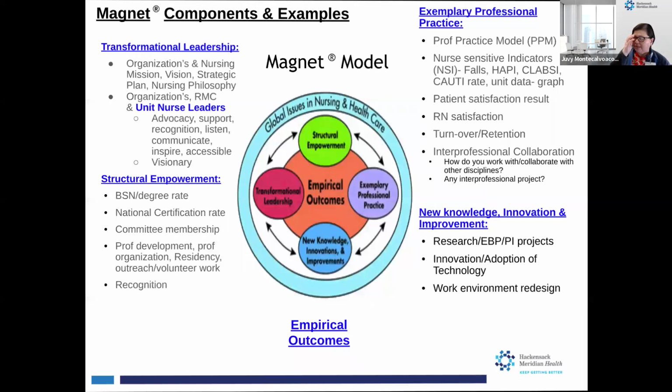And exemplary professional practice, being part of the professional practice council, making sure that you're aware of what the nursing sensitive indicators are, your falls, your HAPI, your CLABSI bundle. So being aware of the performance improvement projects in your department, that's really key because that all falls into place within your role as a charge nurse: RN satisfaction, turnover, and all of these things.